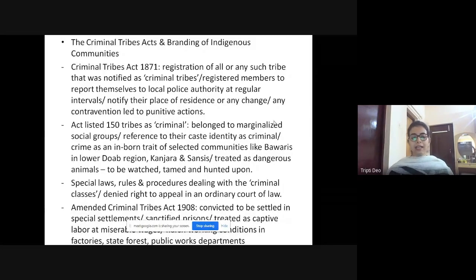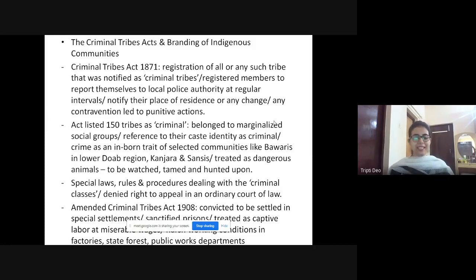So the act listed about 150 tribes as criminal. They belonged to marginalized social groups, with reference to their caste identity as criminal. So not only that particular person of the tribe was treated as criminal, but the entire tribe or caste was treated as criminal. Now that's a huge thing. Crime was seen as an inborn trait of selected communities like Bavaris in the Lower Doab region, Kanjars and Sansis. They were treated as dangerous animals to be watched, tamed, hunted.